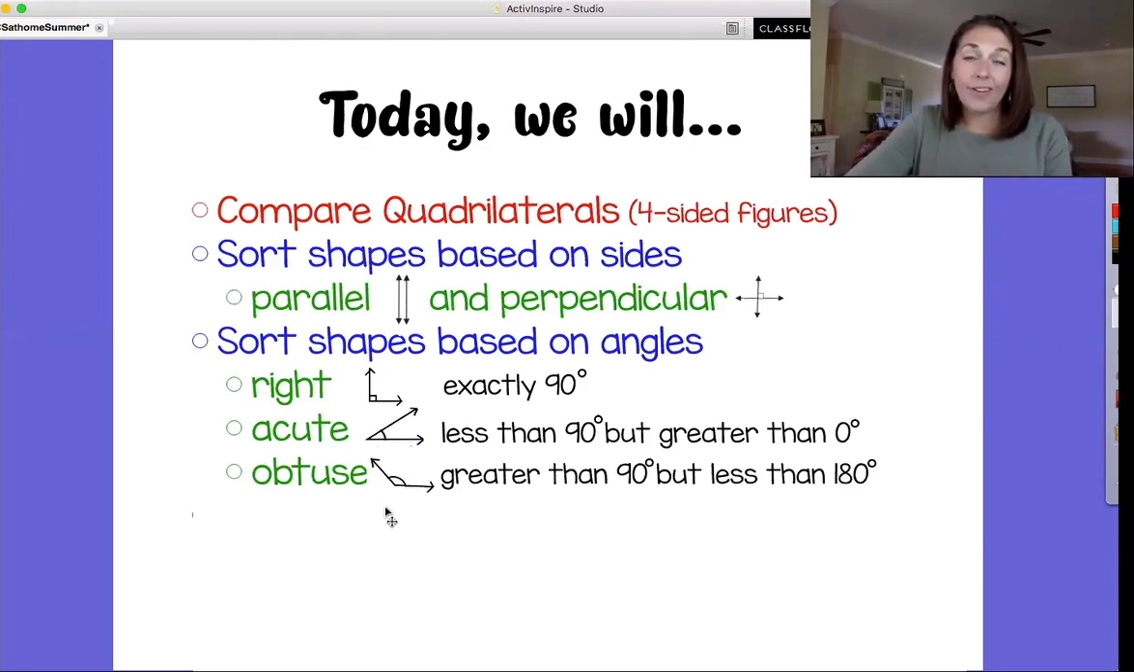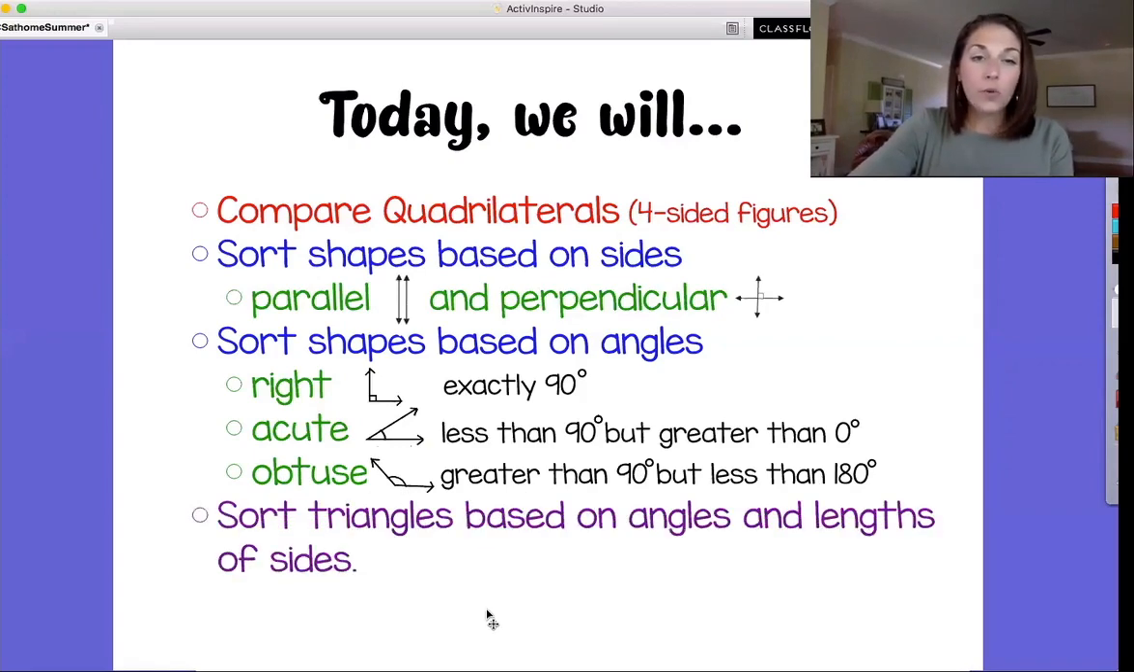I say this word a little funny to help my students remember it, but we say obtuse. The reason we say it like that is because we want to remember that that's a big voice and that that's a big angle, or it's greater than 90 degrees. So angles that are greater than 90 degrees, but less than 180 degrees, so less than a straight angle, would be classified as an obtuse angle.